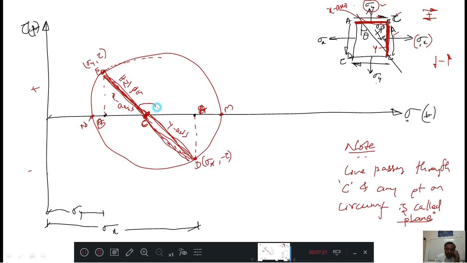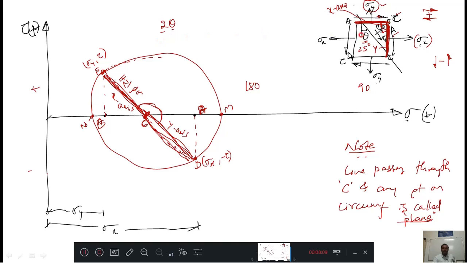Then the angle between the x-axis and y-axis in the Mohr circle is 180 degrees, and the angle between the x-axis and y-axis in the conventional diagram is 90 degrees. Whatever angle you read as theta in the diagram, when you come to the Mohr circle you need to read it as 2 theta. Very important, note it down. If I have an angle of 25 degrees here, then in the Mohr circle I have to read 50 degrees, 25 into 2.